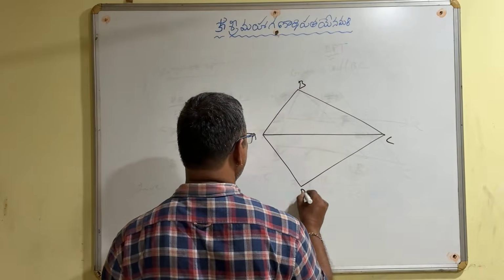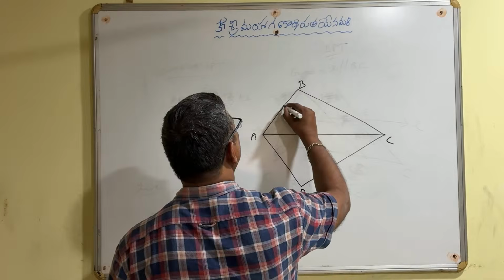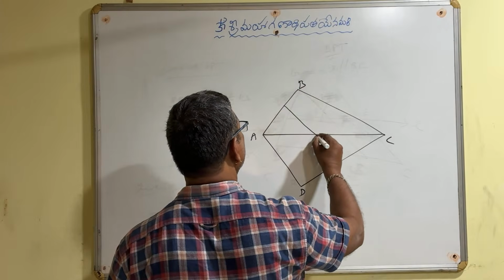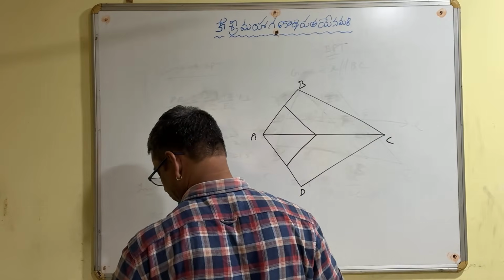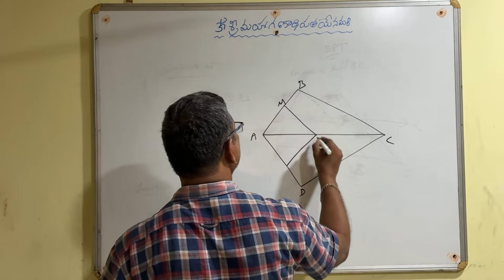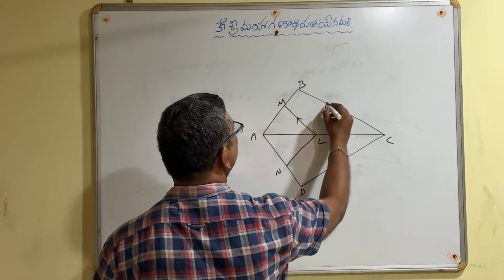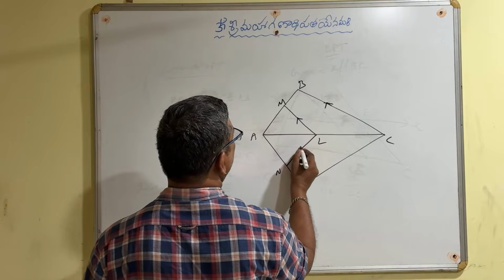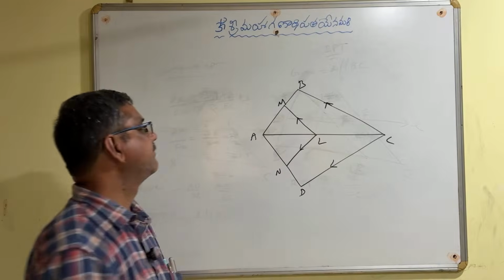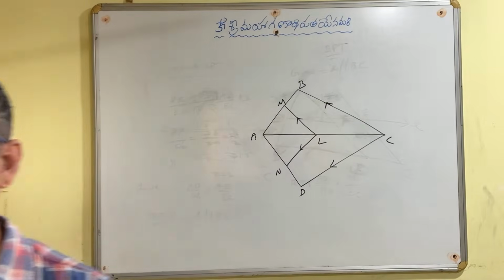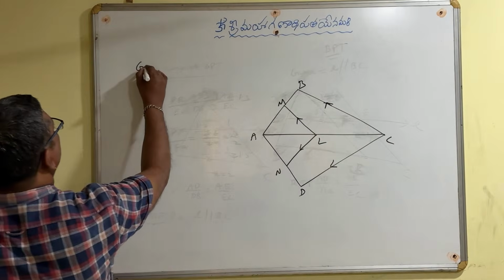ABCD is a quadrilateral. These two are parallel lines, and these two are parallel lines. It is given. Okay? What is given?